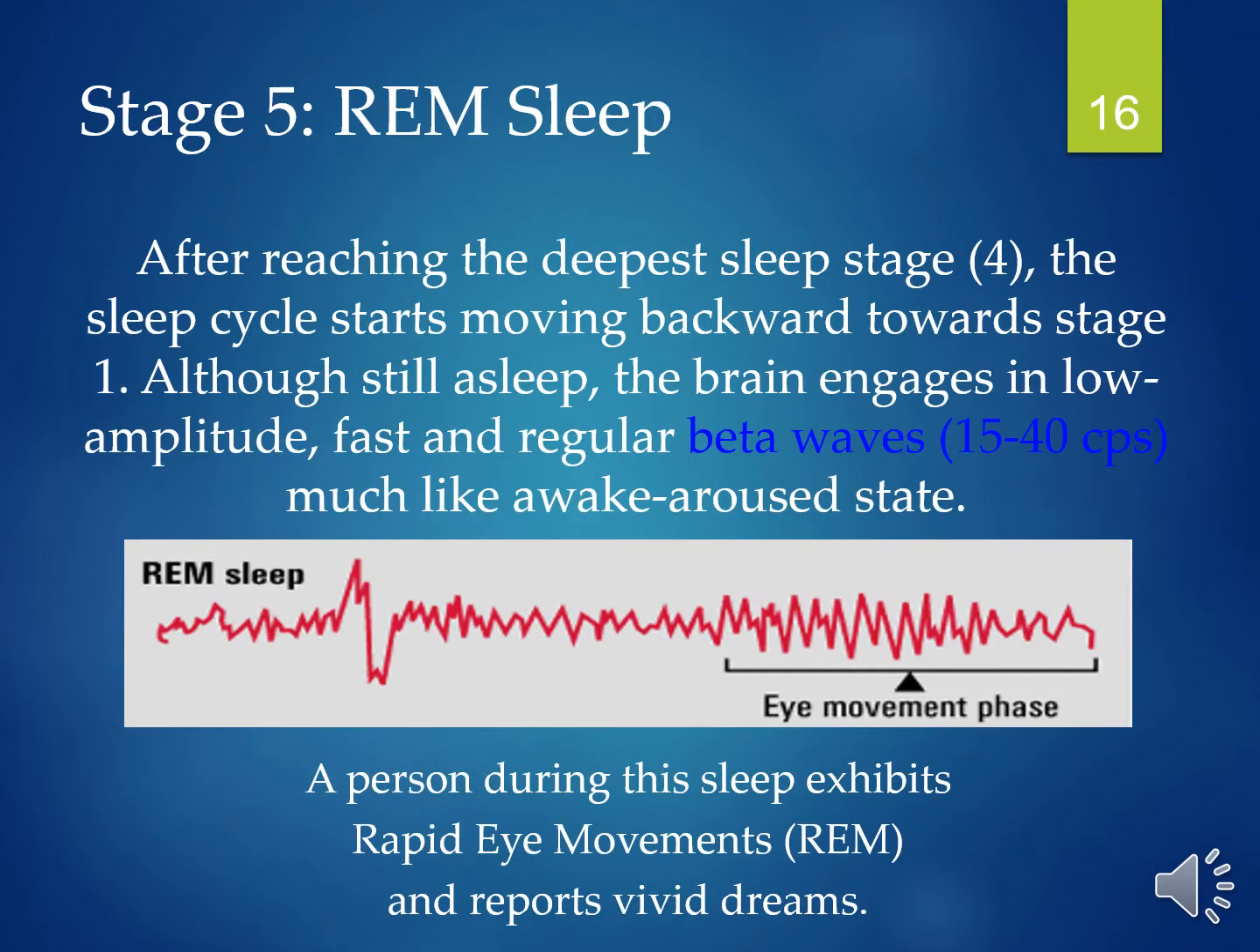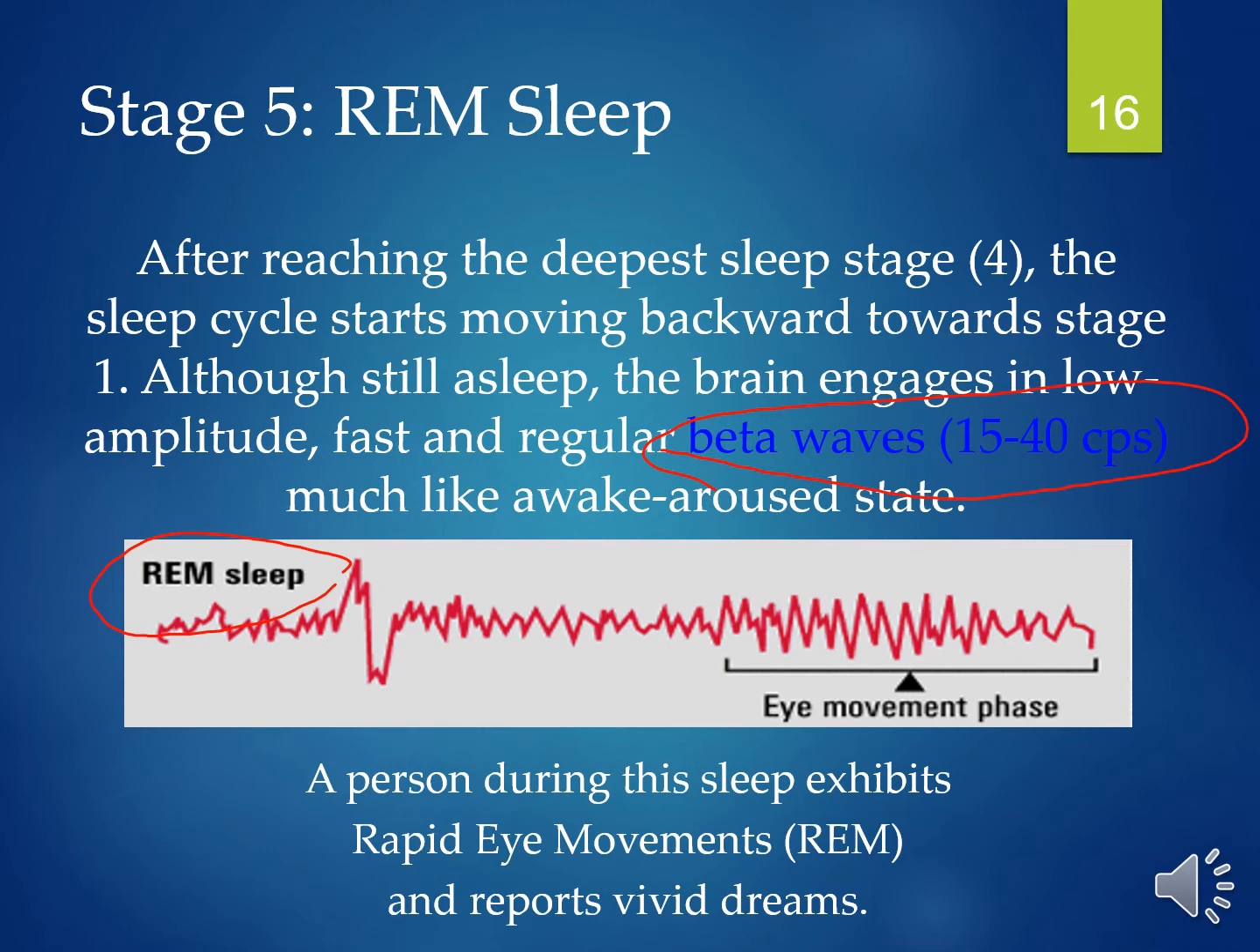Okay, after reaching your deepest stage of sleep, which is stage 4, the sleep cycle starts moving backwards towards stage 1. So you're going to go 1, 2, 3, 4, 3, 2, 1. Although still asleep, the brain engages in low amplitude, fast, regular beta waves, which are very similar actually to what we experience when we're awake. And this is called REM sleep, or rapid eye movements.